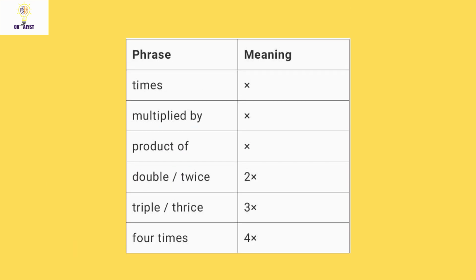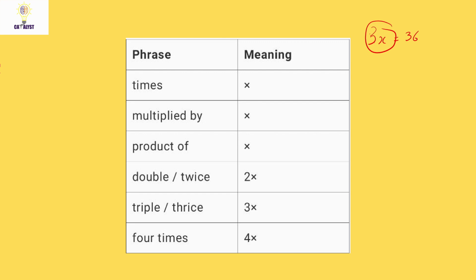Fine, let's go ahead for multiplication. What are the phrases we get? The phrases we get are times. 3 times a number yields 36. So I can write it as 3x equal to 36.